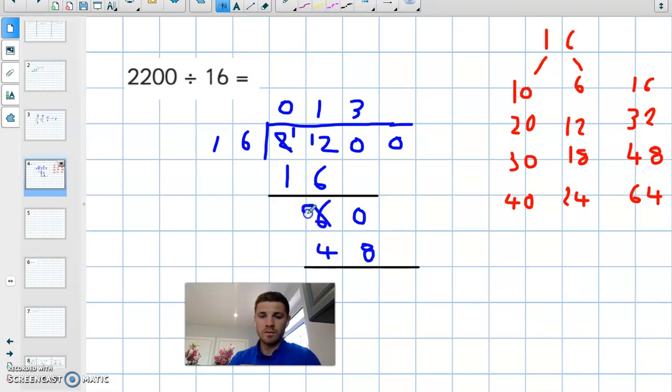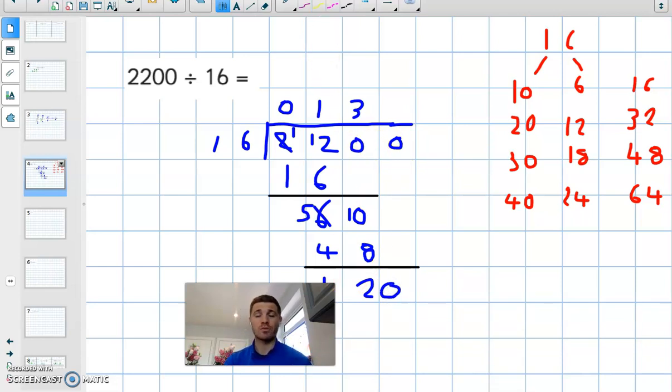6 becomes a 5, and that 0 becomes a 10. 10 take away 8 is 2, and then 5 take away 4 is 1, so I'm left with 12. I'll do the same thing as I did before in my last step. I then drop the next digit down, which creates a number of 120.